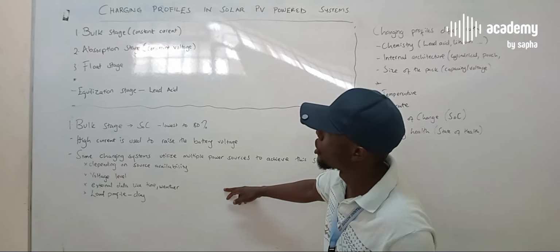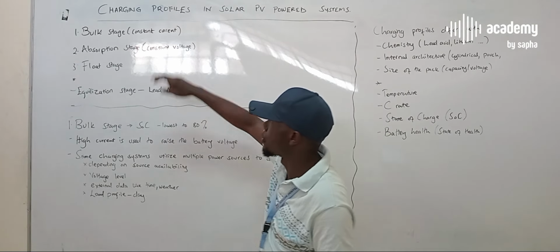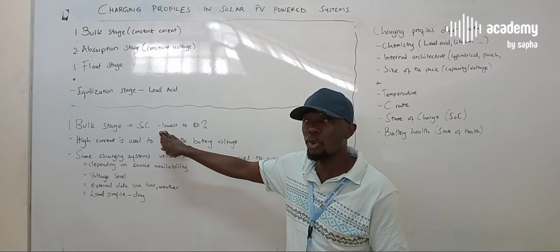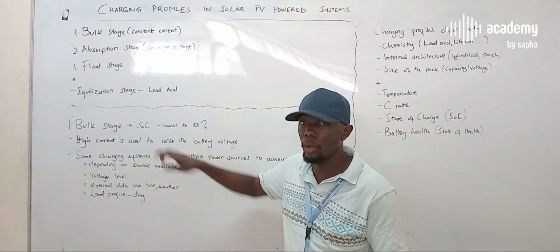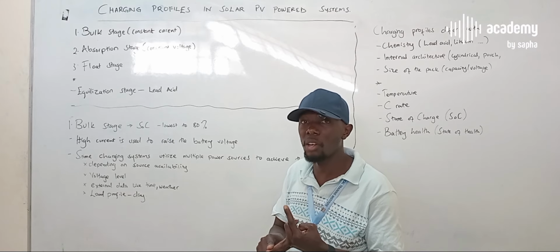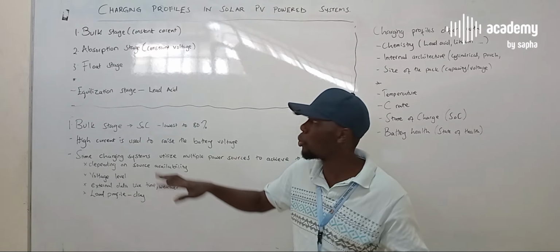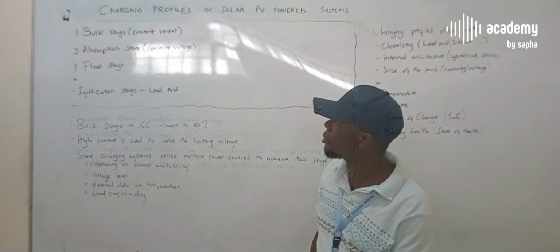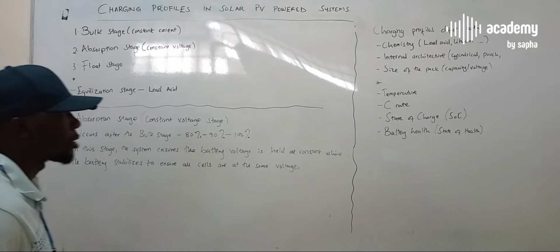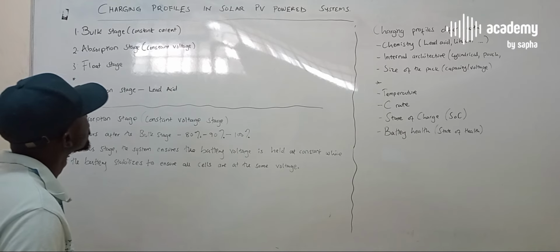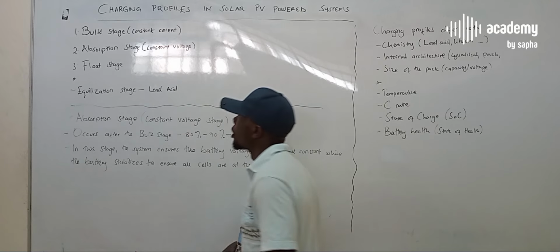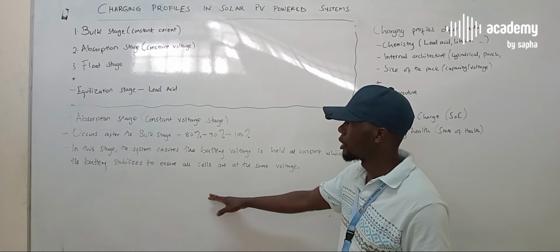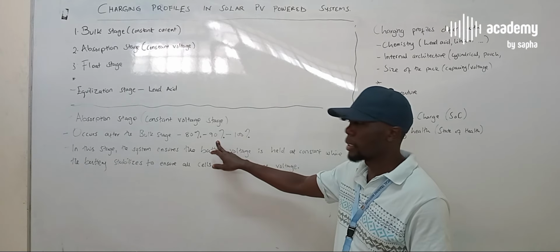So the next stage, let's look at the absorption stage. This bulk stage is utilized by almost all systems. Lead acid batteries, lithium batteries, nickel, almost all of them will utilize the bulk stage. So let's go to the absorption stage. So we have moved from the bulk stage, the constant current stage, and we've now charged our battery from the lowest state of charge to around 80 or 90%.